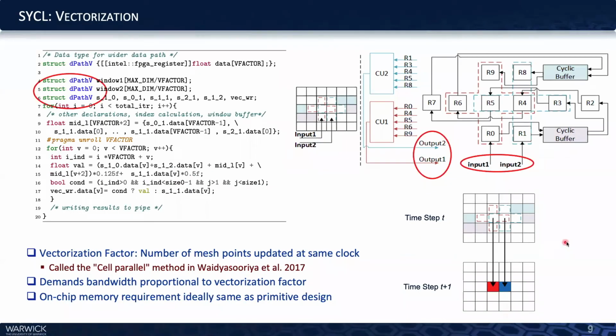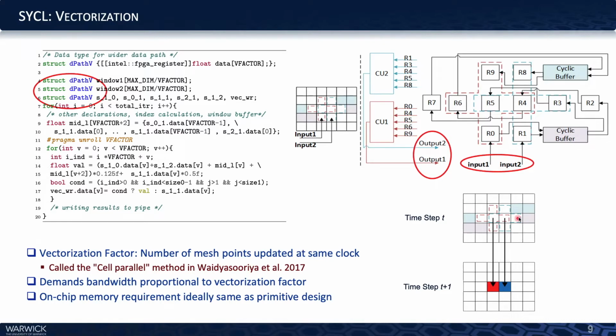The primitive design we have seen updates a mesh point with each clock cycle, but we can also update two or more mesh points in parallel as there is no dependency, and this method is named the self-parallel method in work by Vaidya Surya et al. Here the difference is we input, compute, and output a factor number of elements in each cycle. In this diagram, it is 2. Since we input many elements in a single clock, it demands more off-chip memory bandwidth. Yet, the number of elements that need to be buffered is the same, hence no additional requirement for on-chip memory.